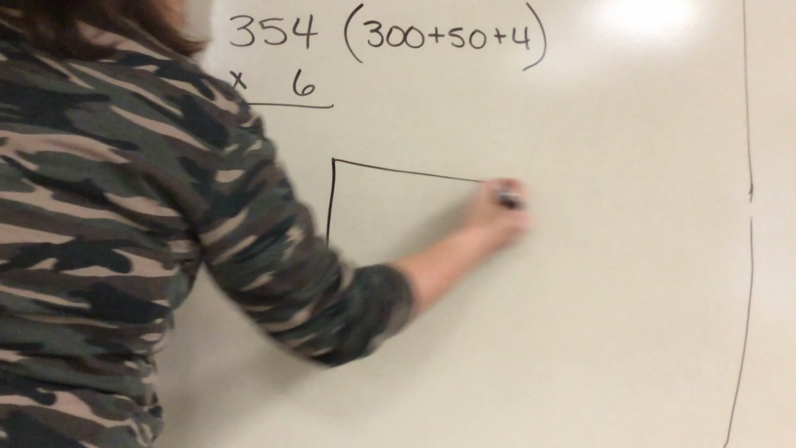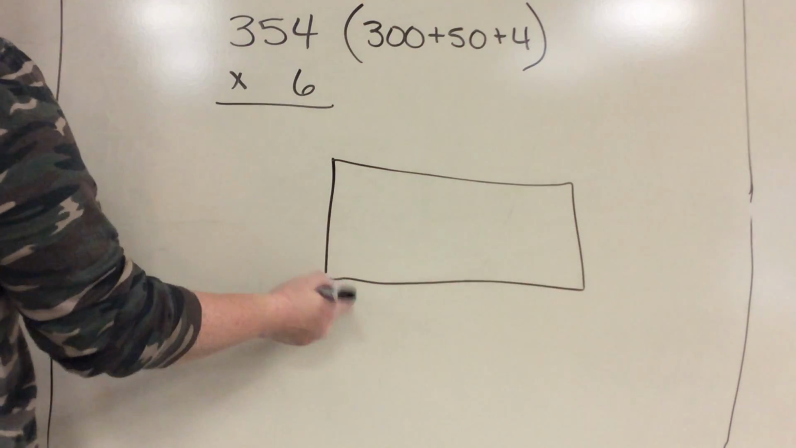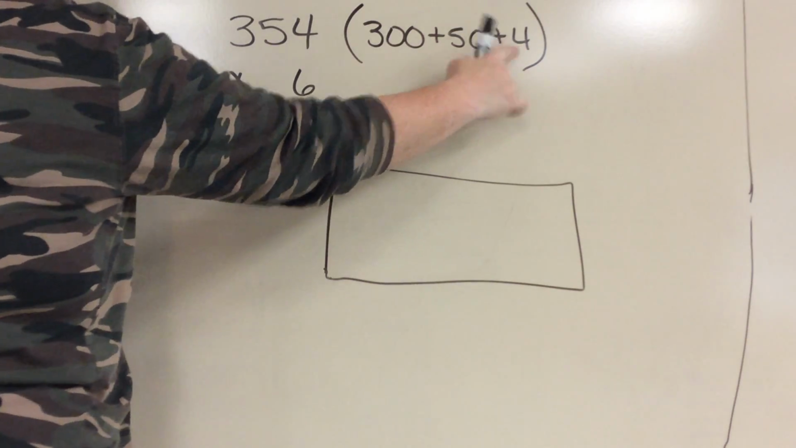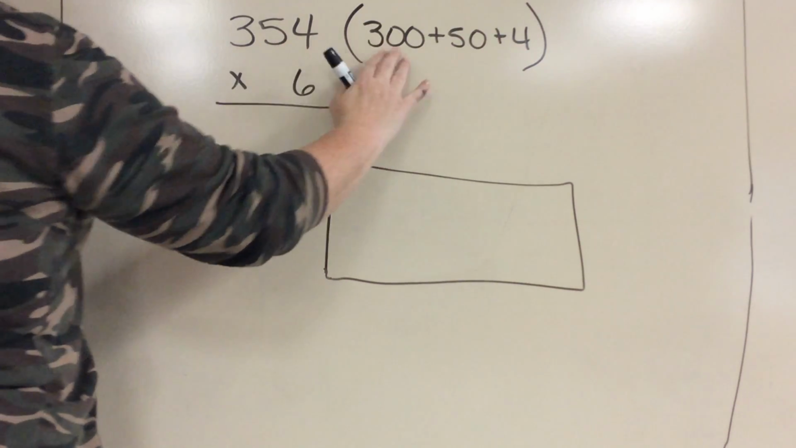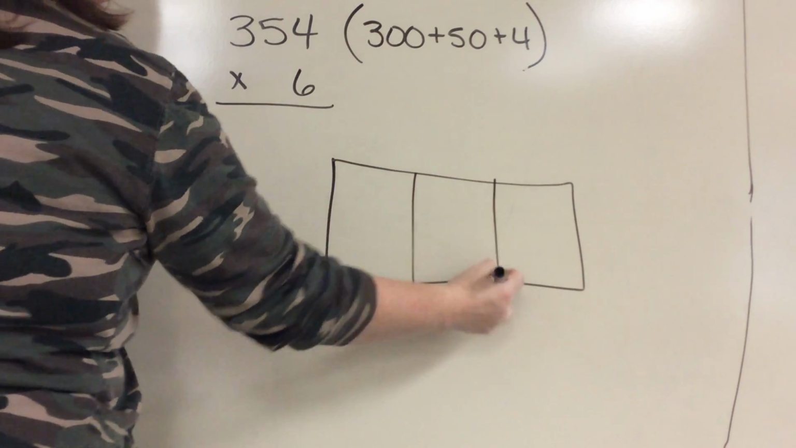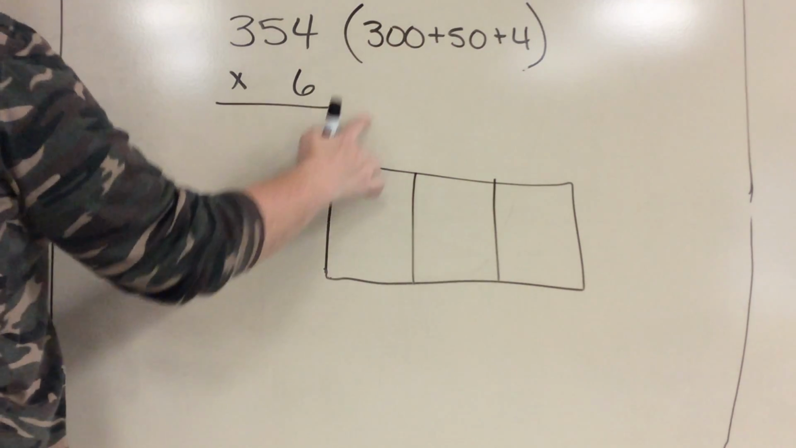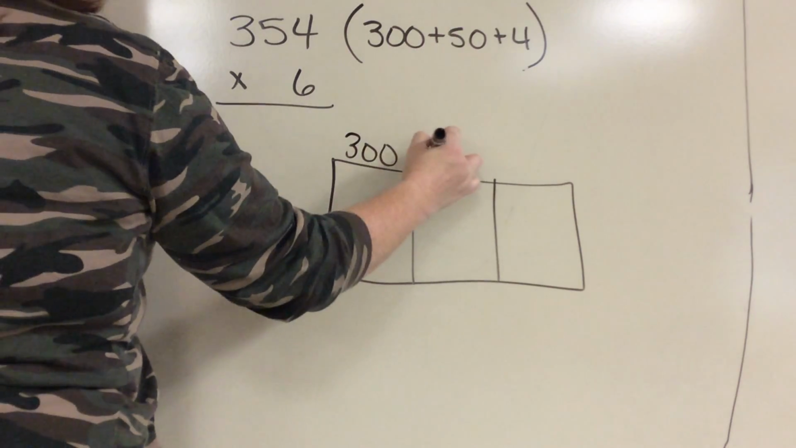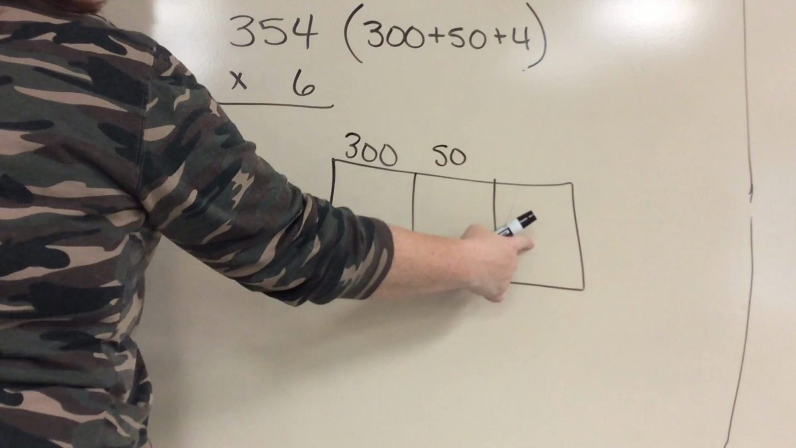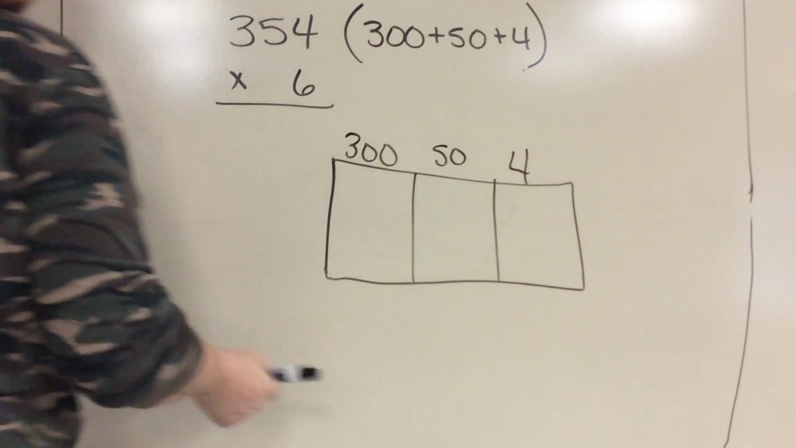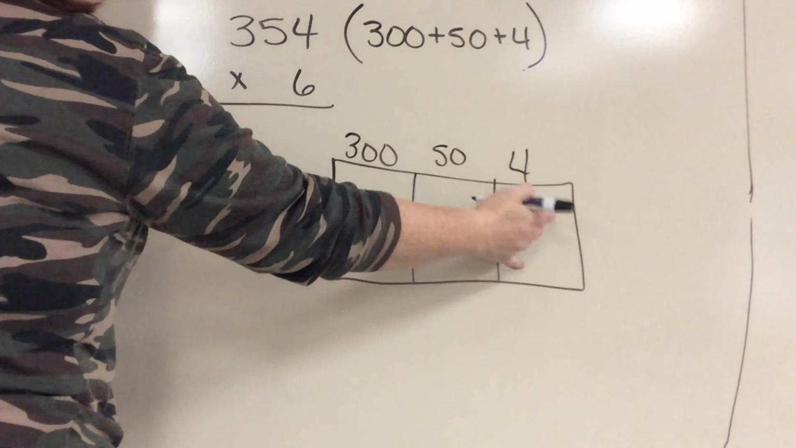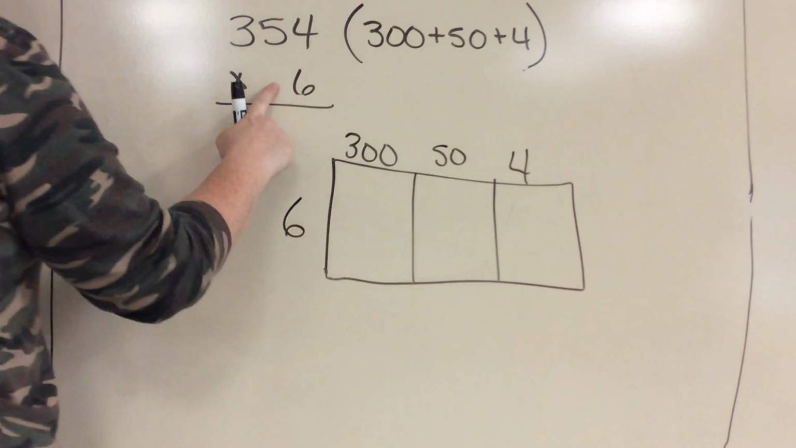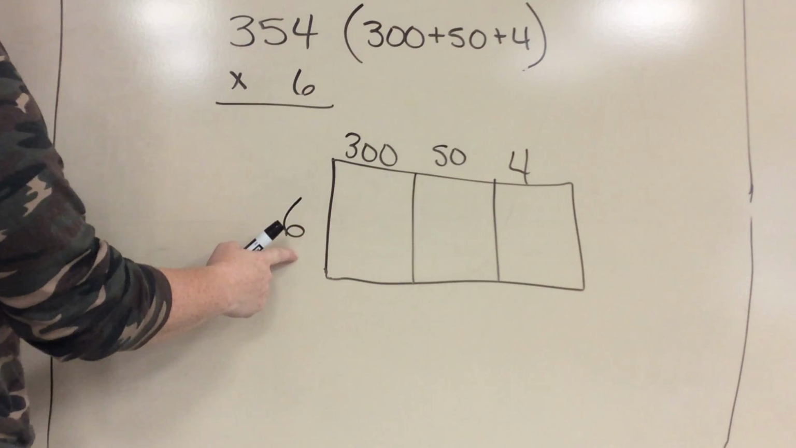So we're going to draw our rectangle, and this time we need 1, 2, 3 columns because our number has 3 digits or 3 values. Above the first column, we're going to put 300. Above the second column, we're going to put 50. Above the third column, we're going to put 4. And we're multiplying each of these values by 6. So it's only going to have 1 row because our bottom factor only has 1 digit.